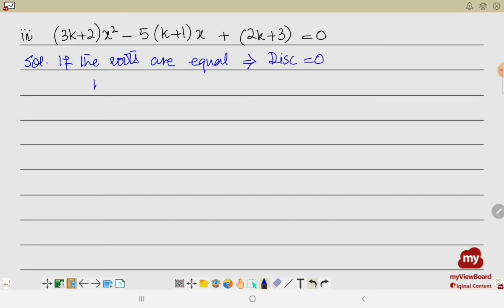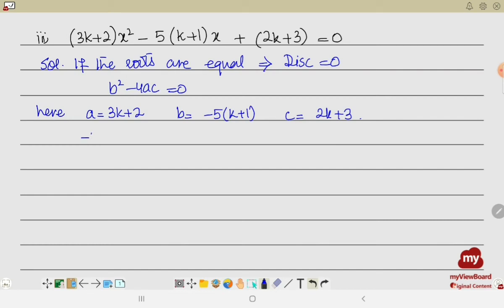And what is the value of discriminant? b square minus 4ac is equal to 0. So here the value of a is 3k plus 2, the value of b is minus 5 into k plus 1, and the value of c is 2k plus 3. So we are going to insert these values in the formula for discriminant. So it will become minus 5 into (k plus 1) whole square minus 4 into a into c equals to 0. So now we are going to open up the squares.